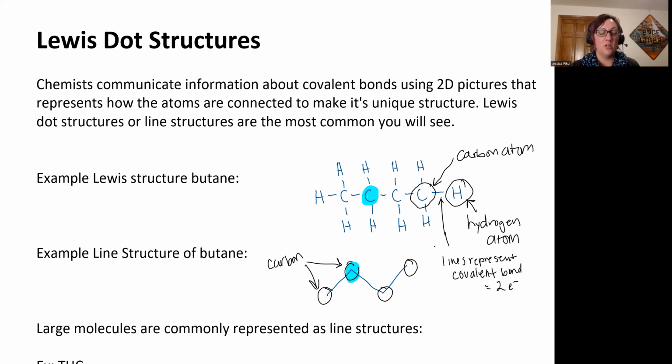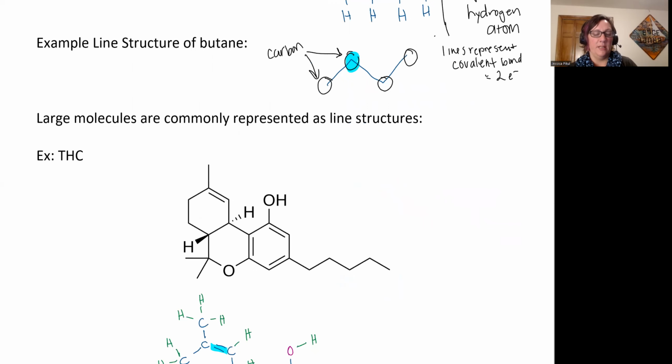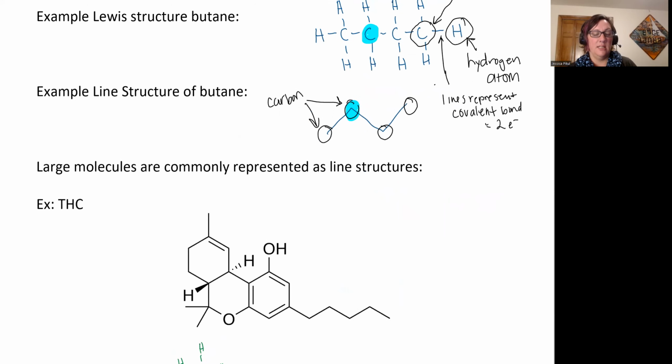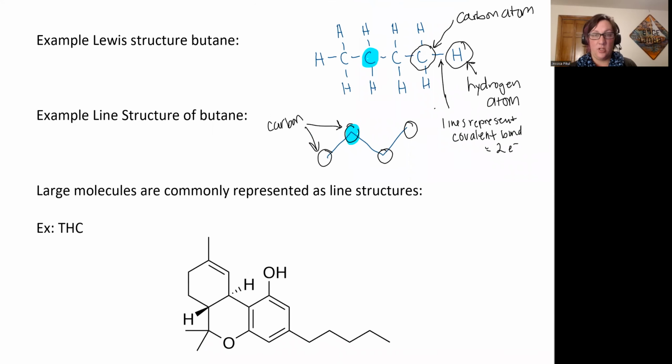And so these line structures can really simplify big structures, but they also make it hard to think about the details of the bonding of each of the atoms. But it's really nice to do for big ones. So here is THC as a line structure.